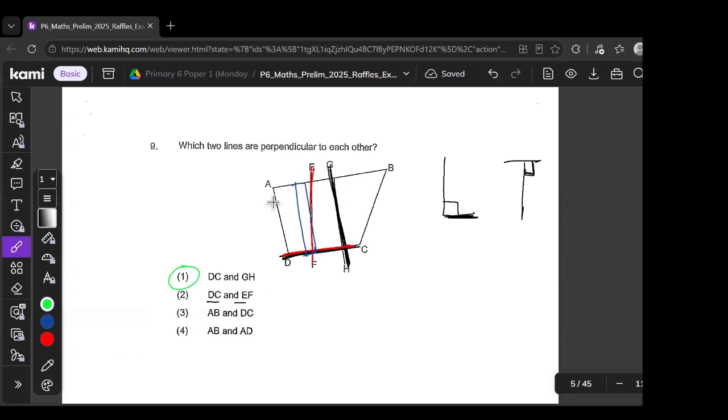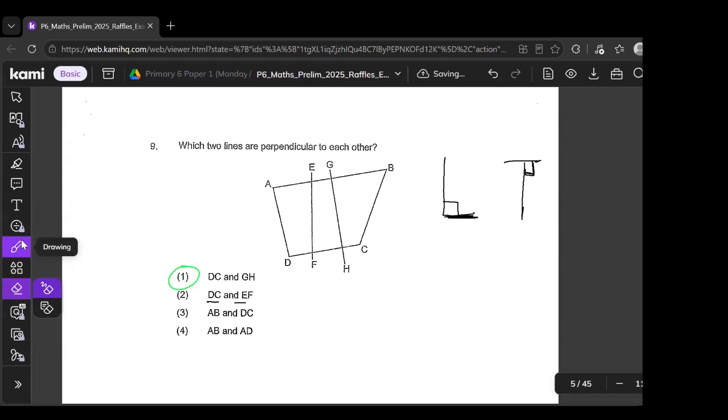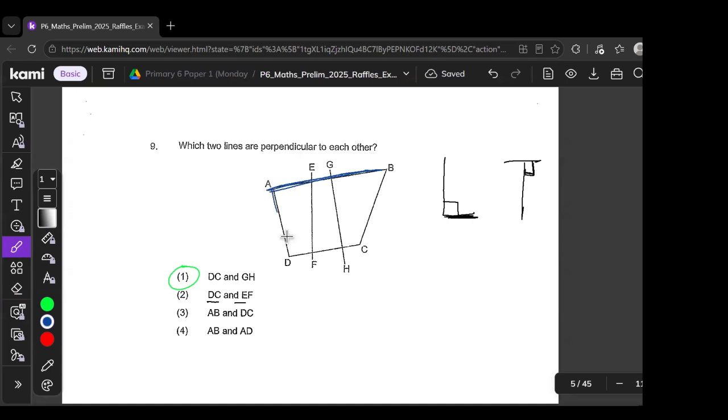AB and DC, where's your AB? AB is here. Your DC is parallel. Okay, that's parallel. AB and AD. This is the one. Yeah, who got number 4 as the answer? Anyone get number 4 as the answer? Because you thought it looks like, right? Looks like. Anyone got number 4 as the answer? Yeah, it looks like. But if you take your ruler, what happened?